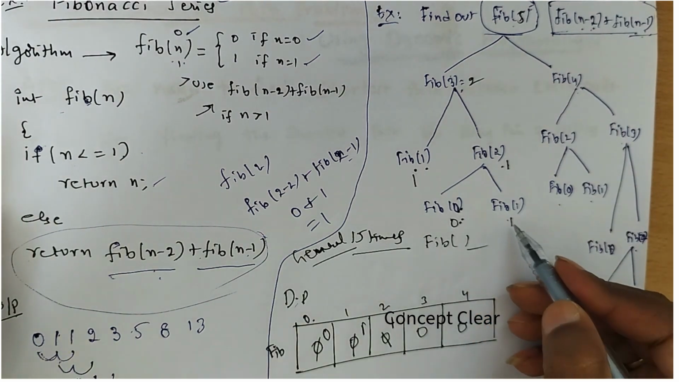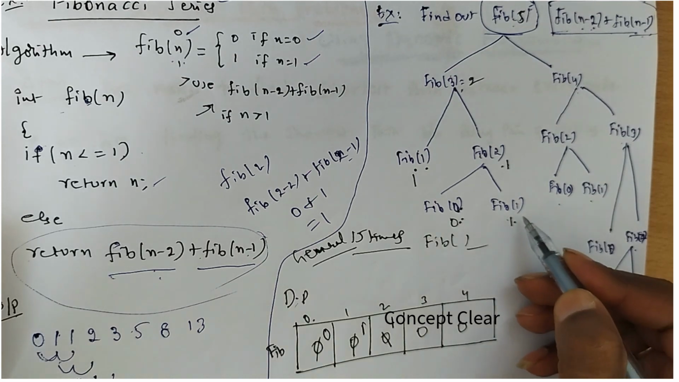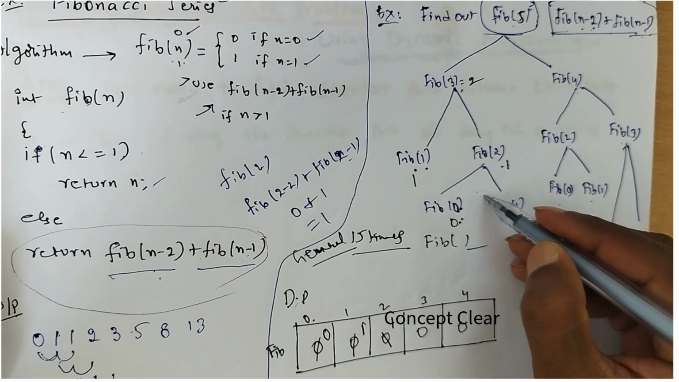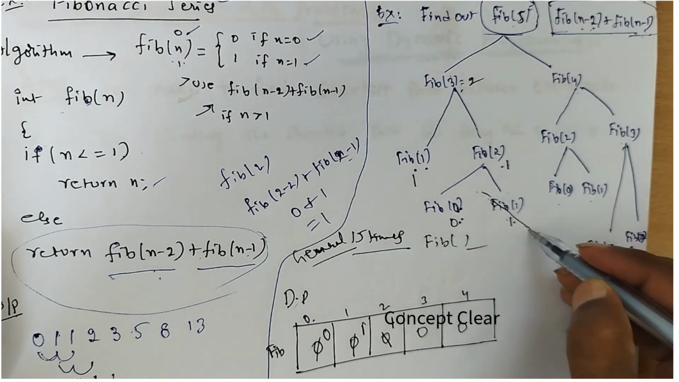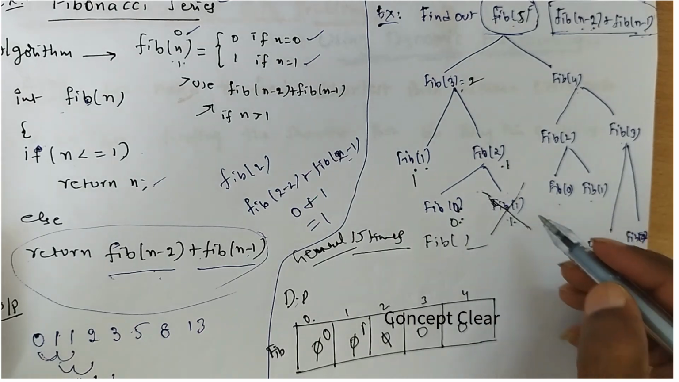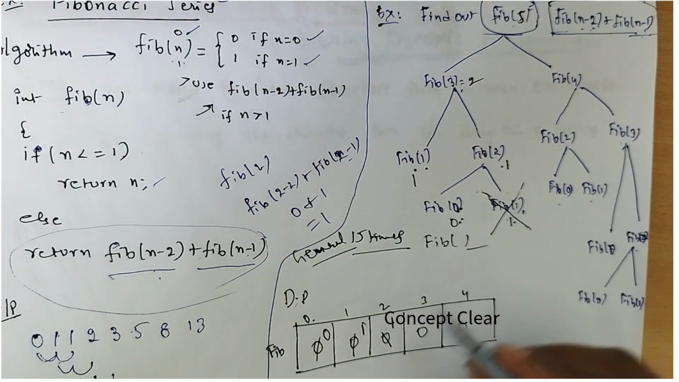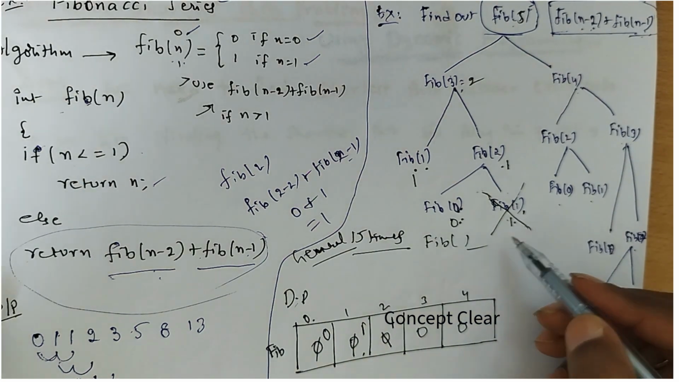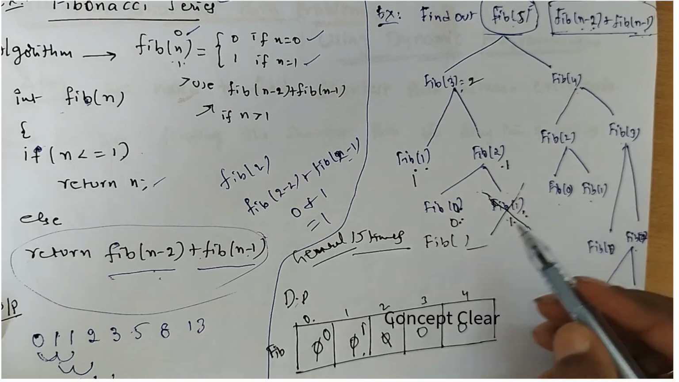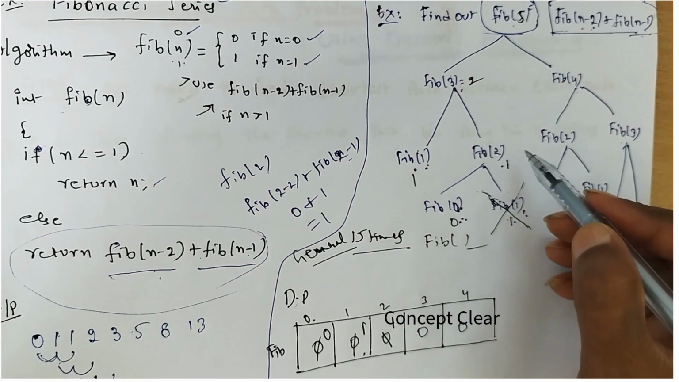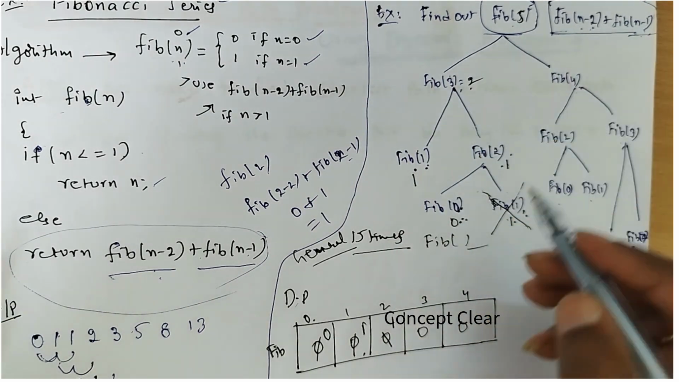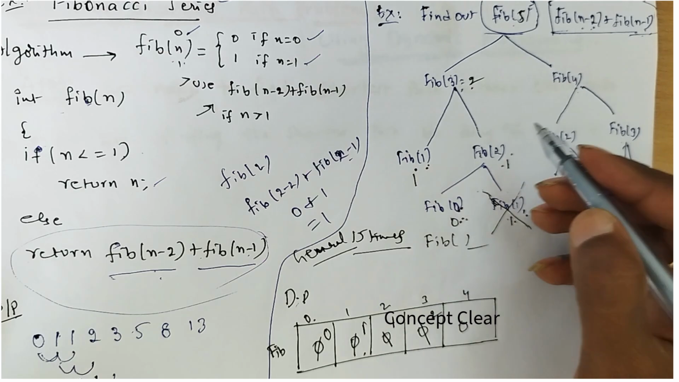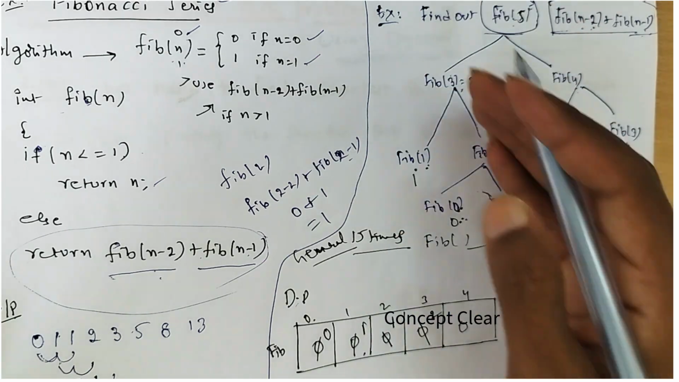Next, what about this fib of 1? Already we stored it, so we are not considering this function. No need to call the fib function again here. We know fib of 1 is 1, and it is already stored in the array, so no need to implement this function again. We are implementing fib of 0, fib of 1, fib of 2. And fib of 3 value is 2, so we are overriding fib of 3 with 2. The left side part is completed.